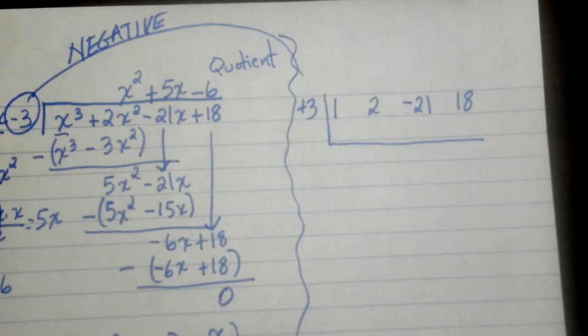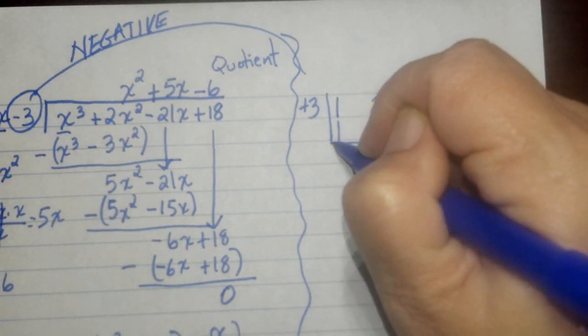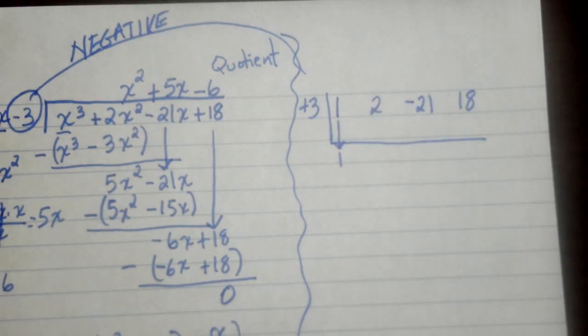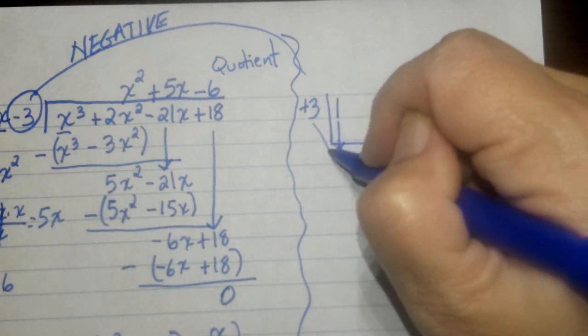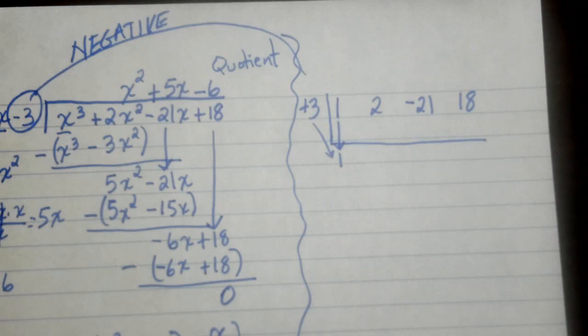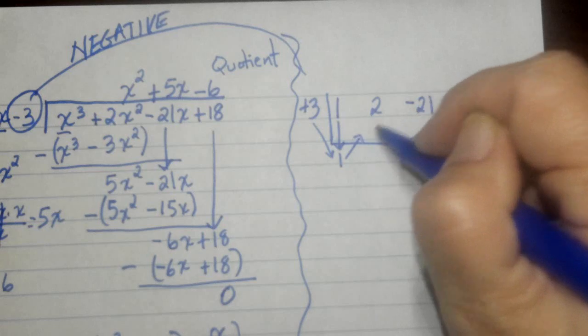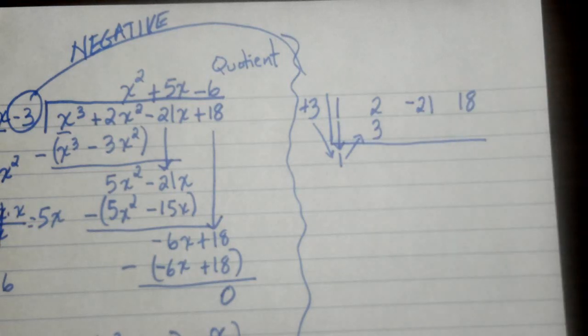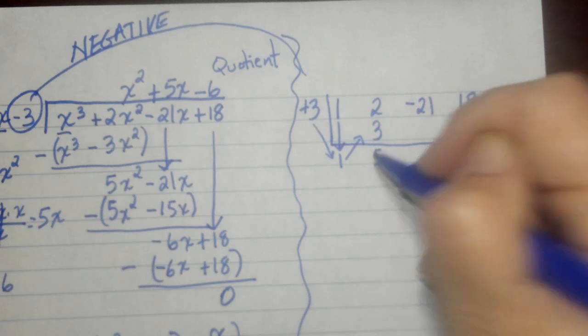Okay, now here are the steps of synthetic division. We start with bring down. So you bring down the 1. And then we multiply 3 times 1. 3 times 1 makes 3, and we put that answer right there. But now instead of subtracting, we're going to add. 2 plus 3 is 5.